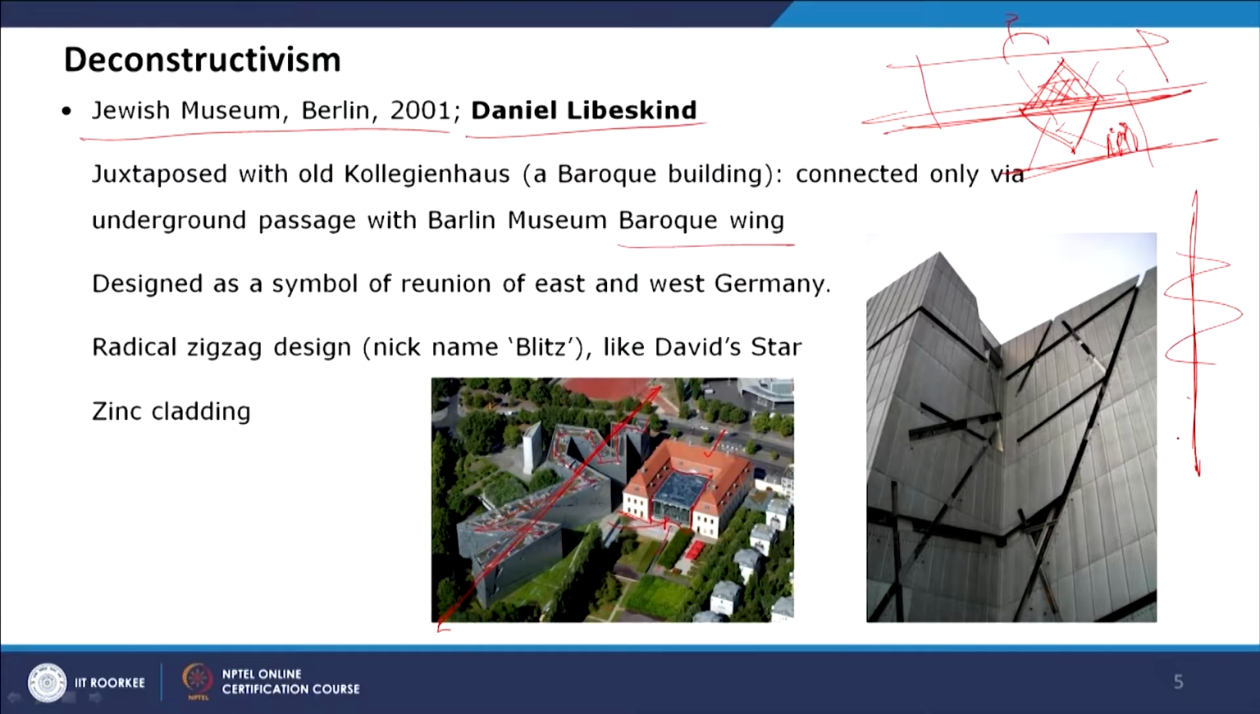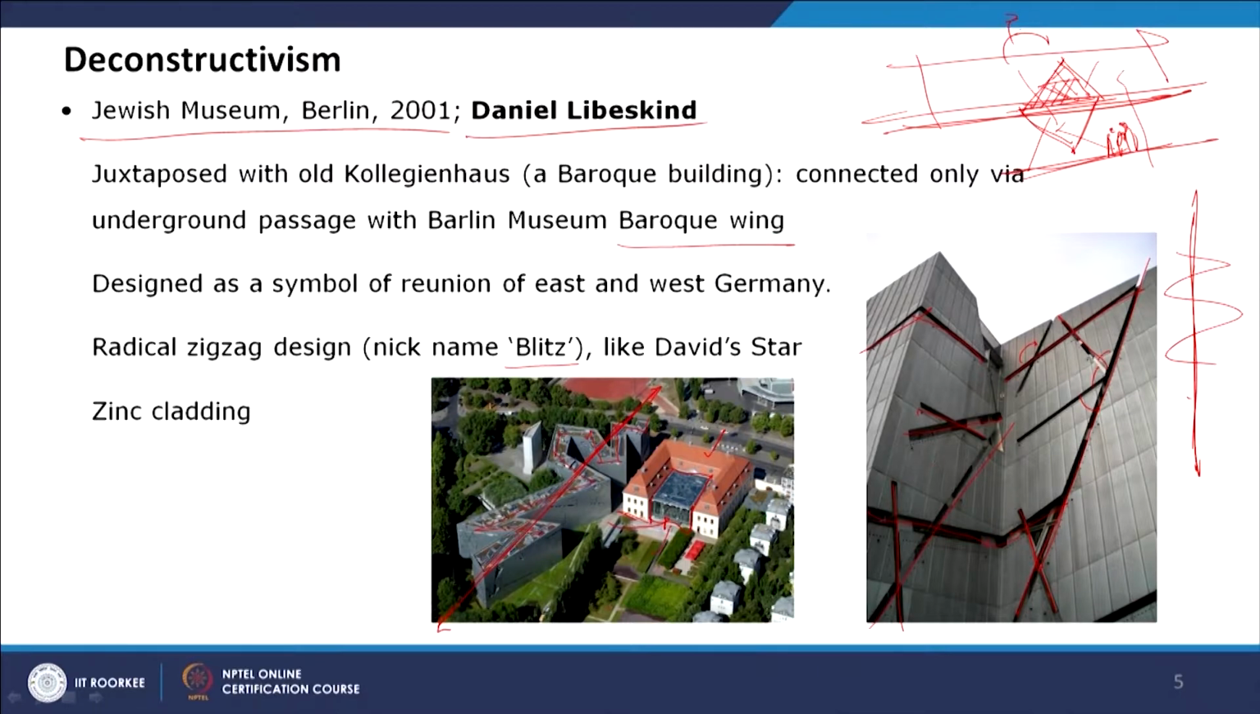And so this radical zigzag design, nicknamed Blitz, like the Star of David, is a deconstructive building. You can see the fenestrations have a totally different inclination, and there are a lot of angular lines which have no visual or sequential link with the other lines. That's why it creates a very complex design form, and that is the visual style of this building.